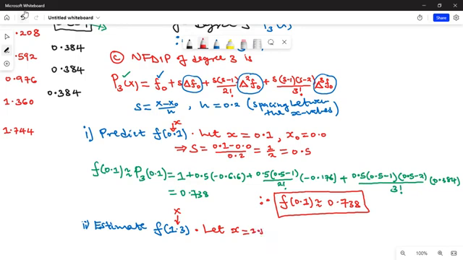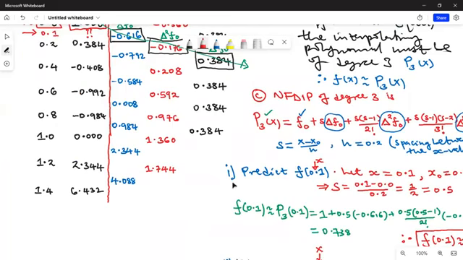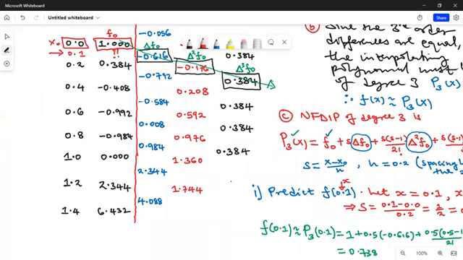That should be 1.3. What about our x naught? Now let's go back to that table and check any value above 1.3 in the finite difference table. I can locate 1.3 somewhere here. This is 1.3. It must be a value above.